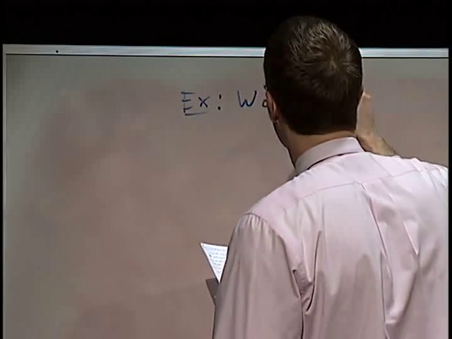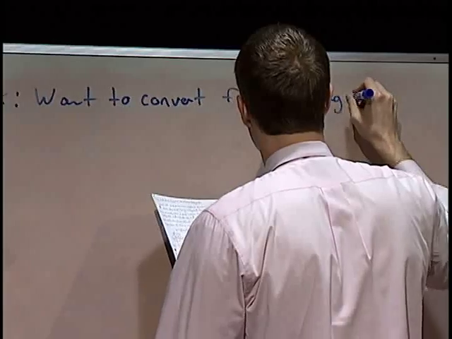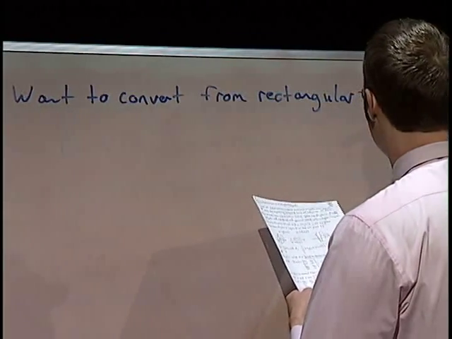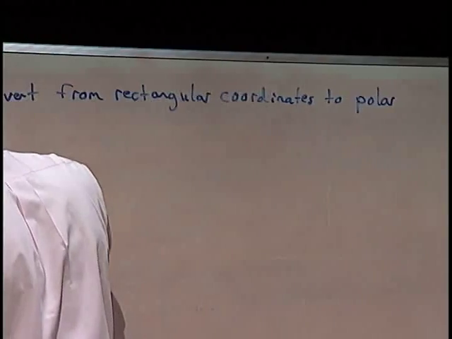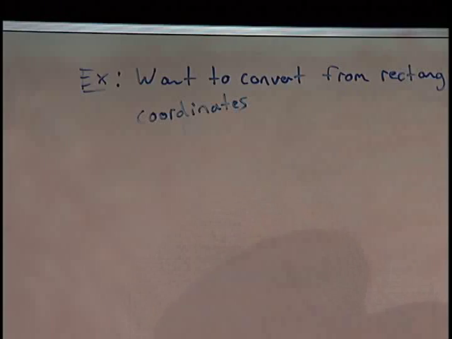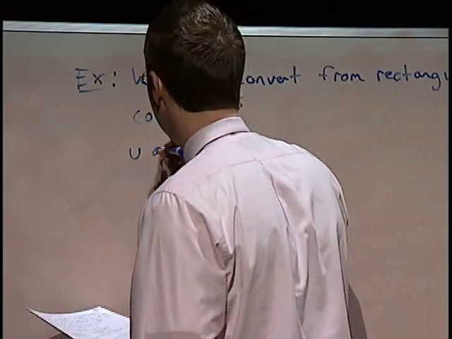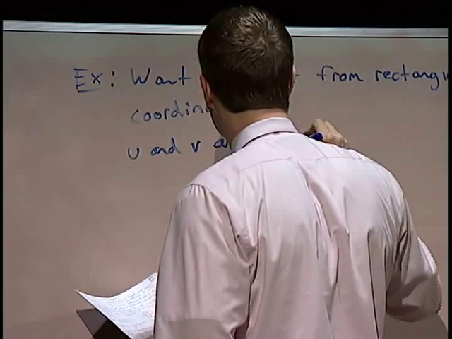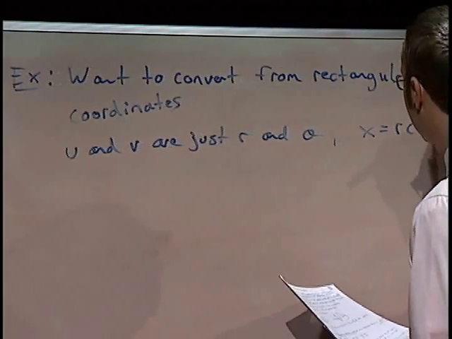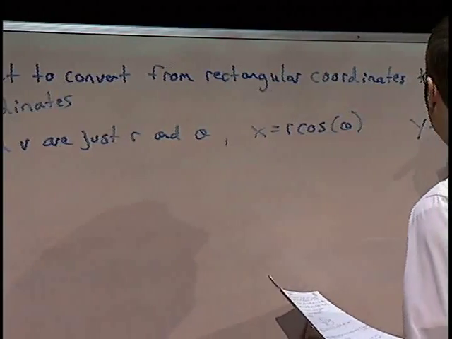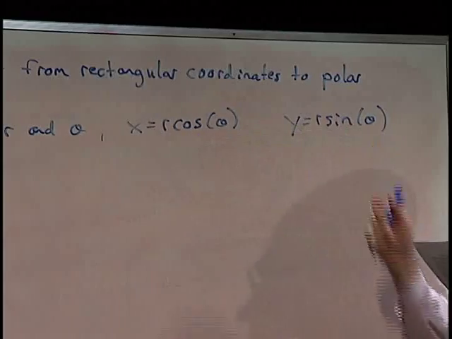So I want to convert from rectangular coordinates to polar coordinates, right? So in this case, my u and v are the variables r and theta, right? And the transformation we know is x equals r cosine theta and y equals r sine theta. So both x and y are defined as functions of r and theta.